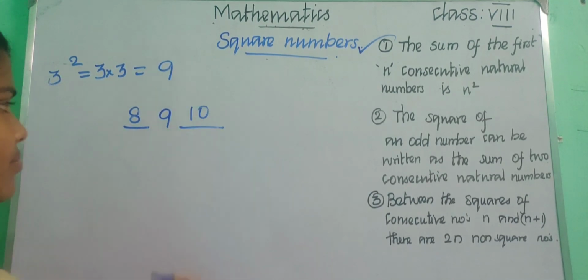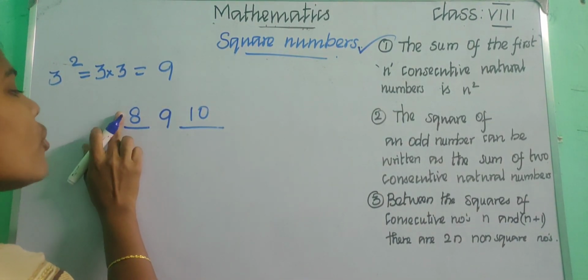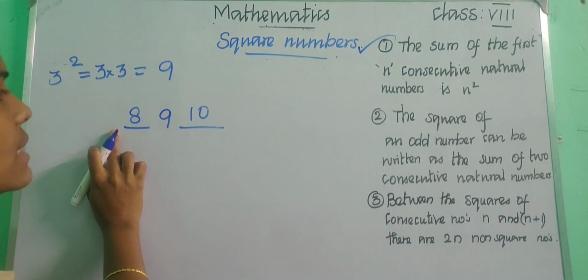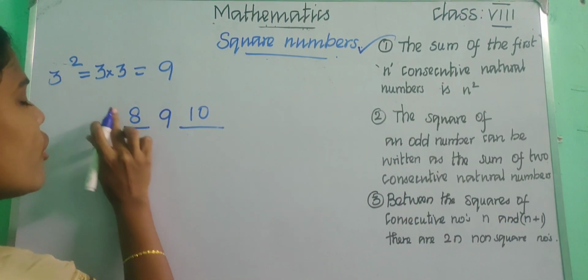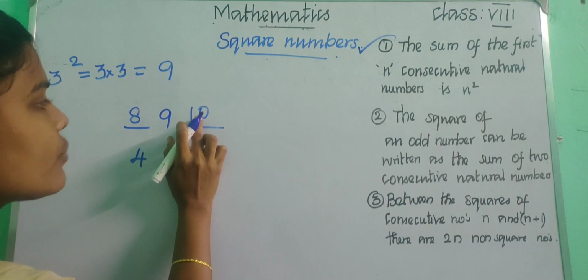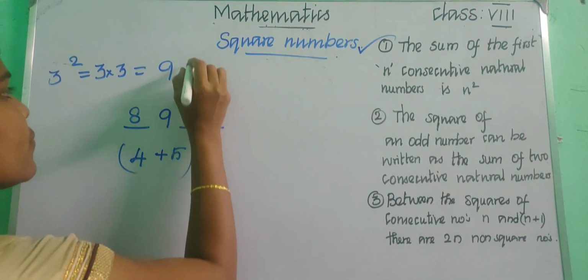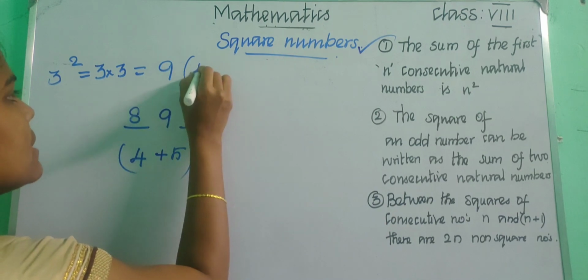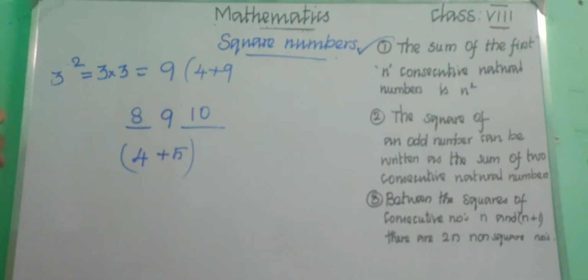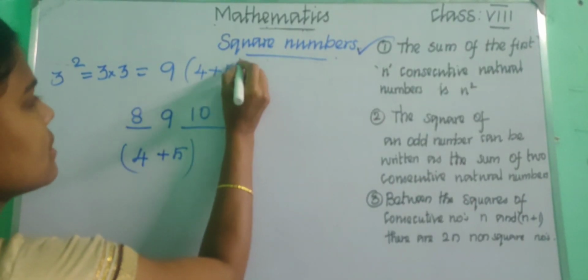It is 10. Right. So what is half of 8? Half of 8 is 4. And what is half of 10? It is 5. Okay, so we can write this 9 as 4 plus 5.